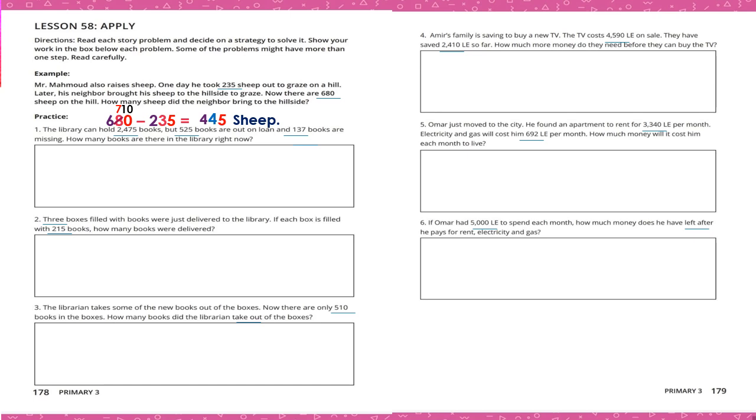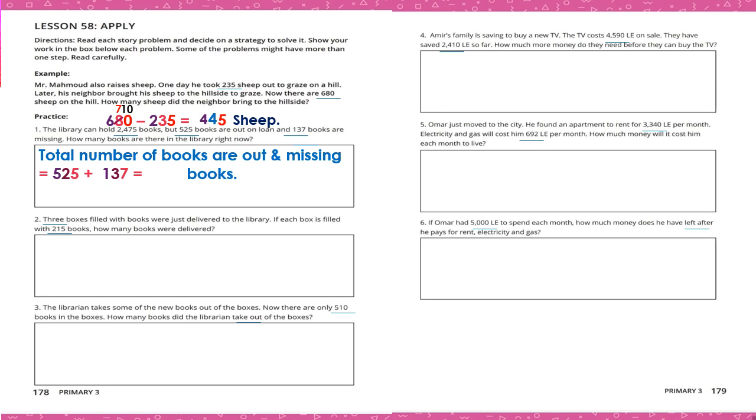So, here we have missing and out books. You should calculate the number of them. So, the total number of books that are out and missing. Total means plus. So, we will take the number of books that are out and missing. Out, 525, plus 137 missing, to calculate the total number of missing books.